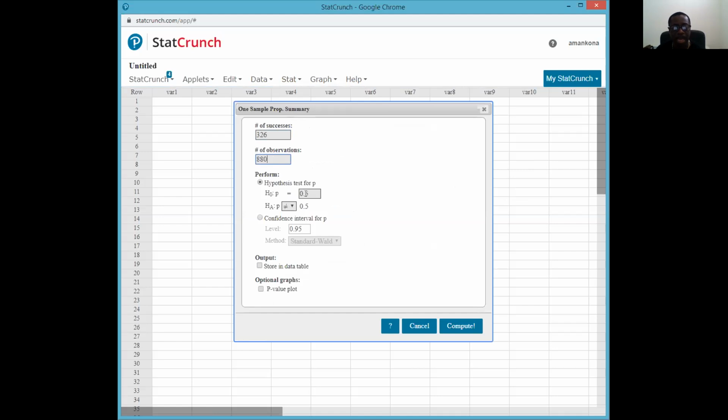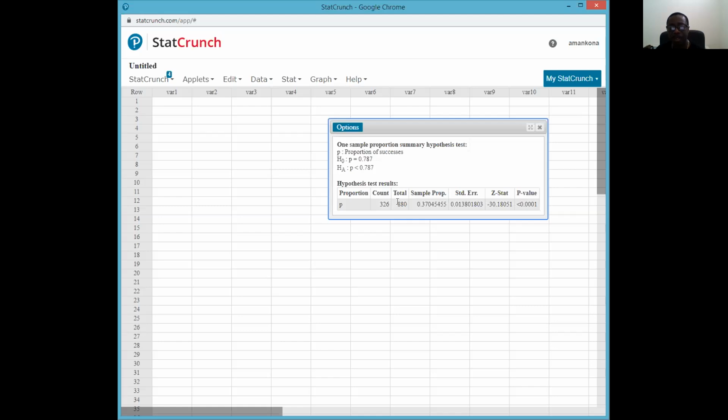What is my null hypothesis? This is 0.787, and it's a left tail, so change it to less than, and then you compute. You see that? Look at the p-value. Look at your test statistic: negative 30.182, rounded to one decimal place, that is negative 30.2. Exactly as you get using a formula.